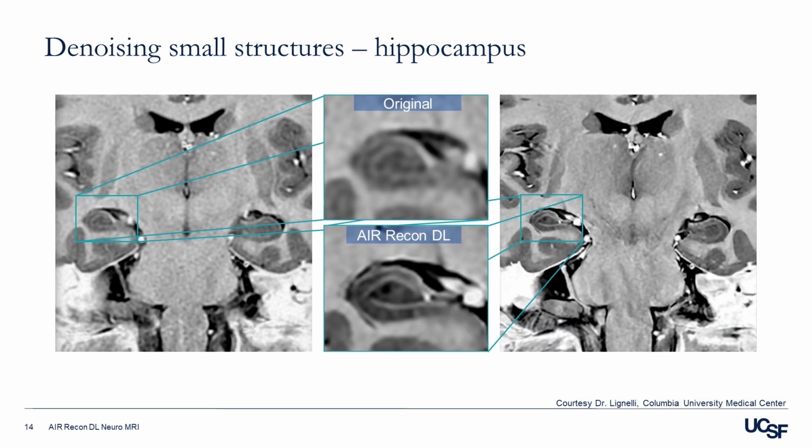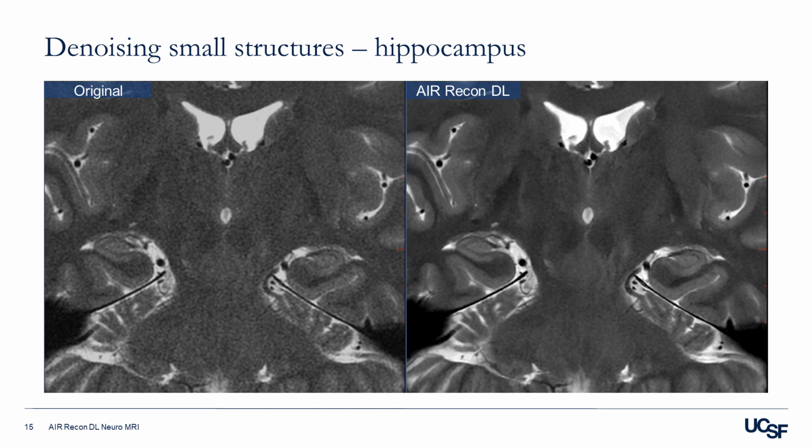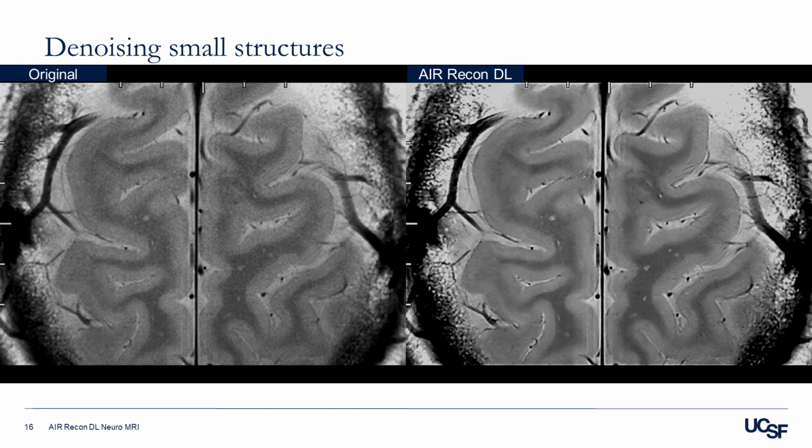I'll show you another example. These are inverted T2 images, and you can see on these zoomed up images the sharper detail that's provided by AIR Recon DL. Certainly a boon for us when we're reading these studies. This is yet another example of the hippocampus. An enhanced image on screen left, enhanced image on the right, and you can see the sharpness of these internal structures of the hippocampus improved on the AIR Recon DL images.